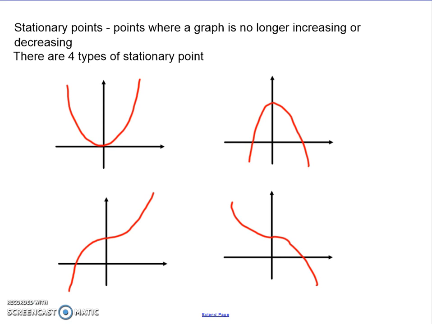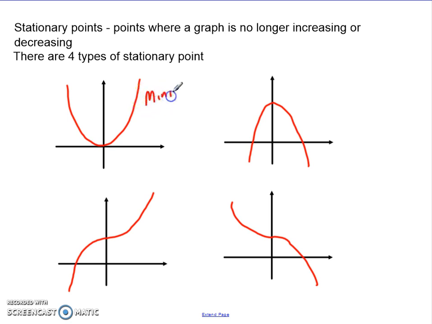Now, there are 4 types of stationary point we are going to come across, and they look like these 4 scenarios here. You've got a scenario that looks like this, one where it's coming up and back down, and curves that look like this. So this is maybe your cubic, and these would be maybe your x squared, so negative x squareds. And these all have a different type and a different name.